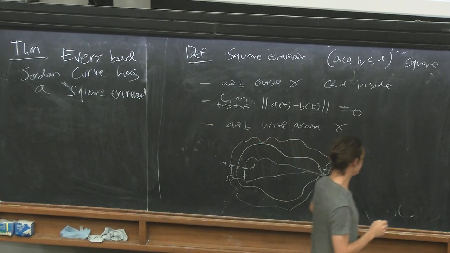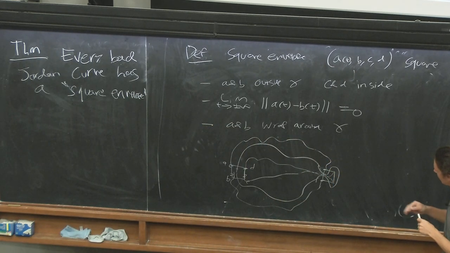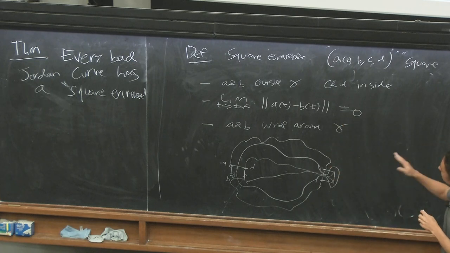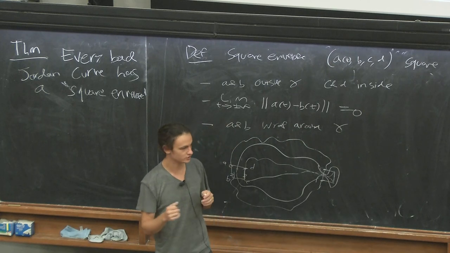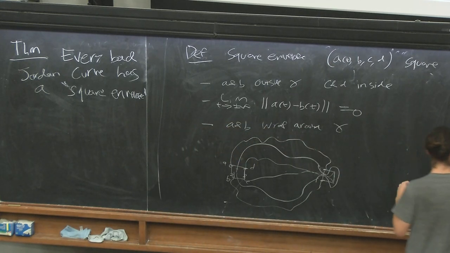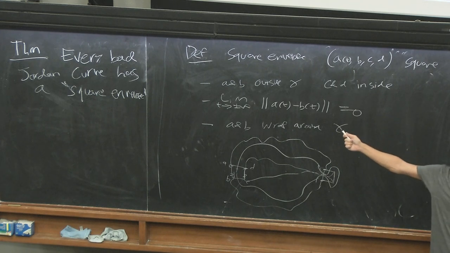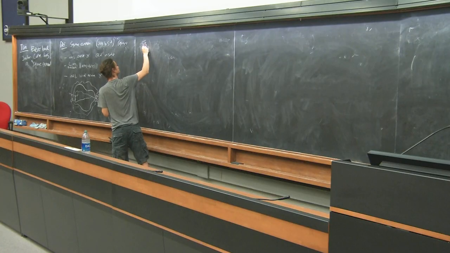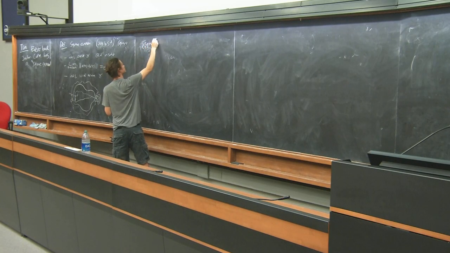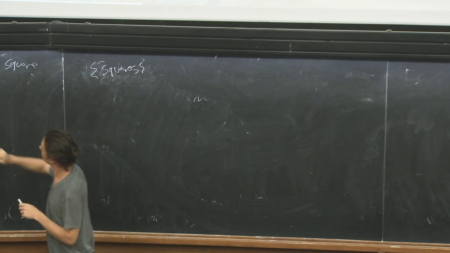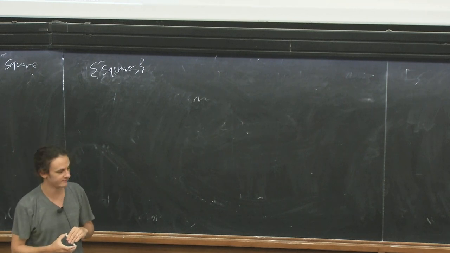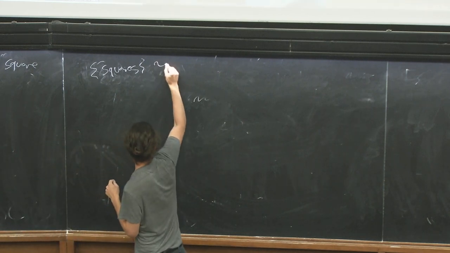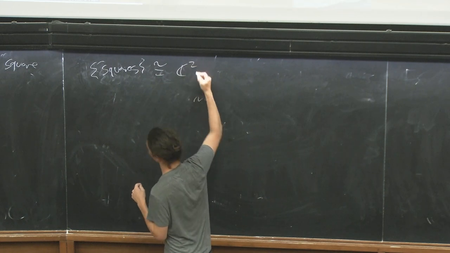I'll prove this theorem in a moment, but first I want to show how the fact that every bad Jordan curve has a square envelope tells you that ACS Jordan curves have inscribed squares. And this is actually very close to being a relation-avoiding path. In particular, the set of squares, in this sense, is a vector space where C and D depend linearly on A and B. You can just write down linear functions that create C and D out of A and B. So the set of squares is isomorphic as a vector space to C squared.